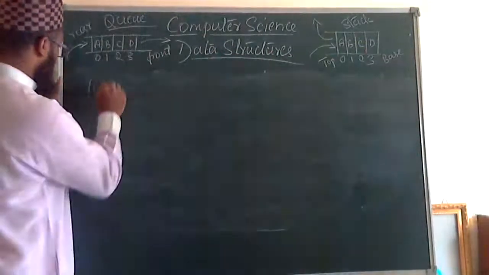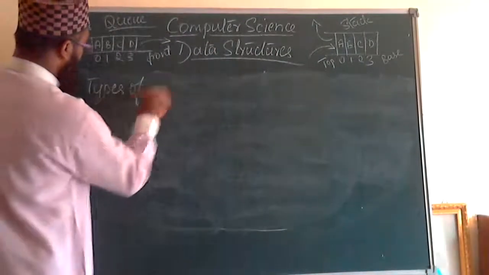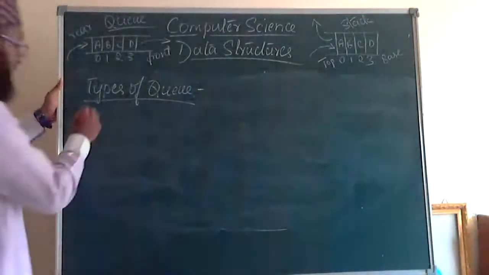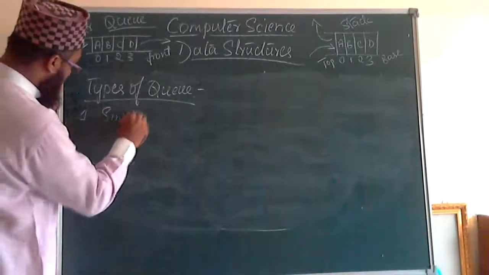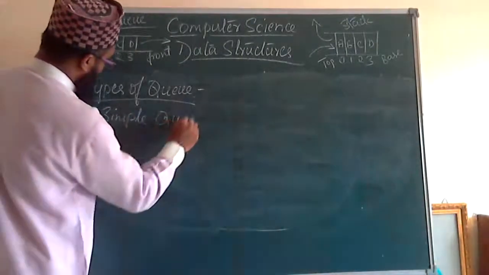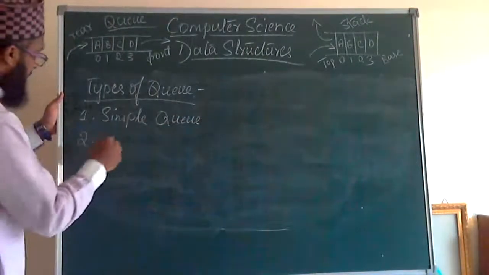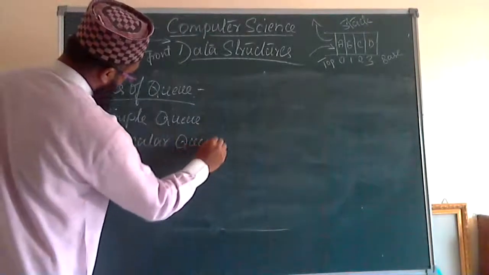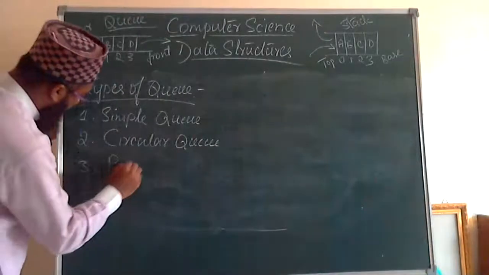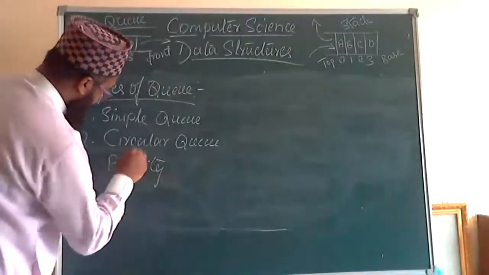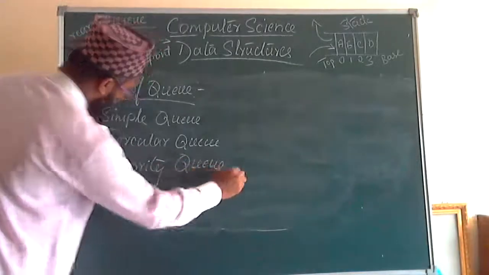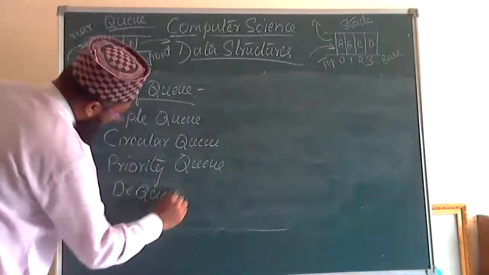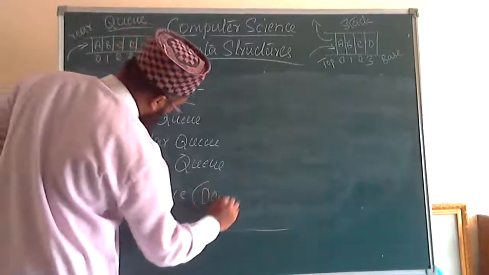Types of queues, or types of queue. There are four types of queue. The first one is simple queue, and the next one is circular queue. The third one is priority queue, and the last one is DQ. DQ can be called as double-ended queue.